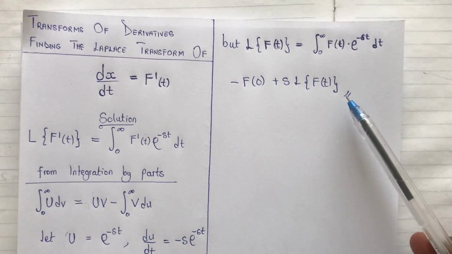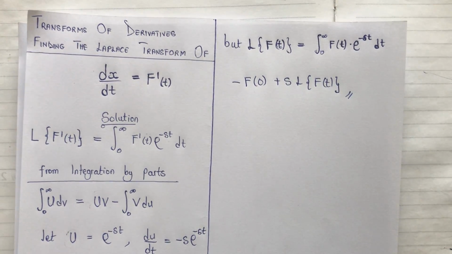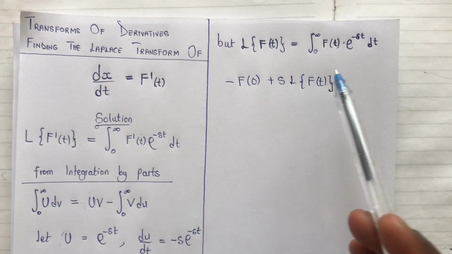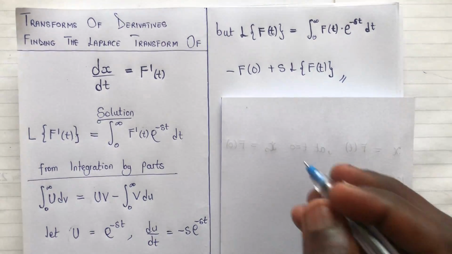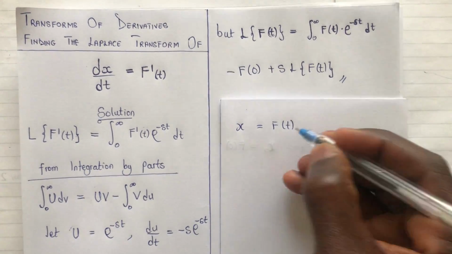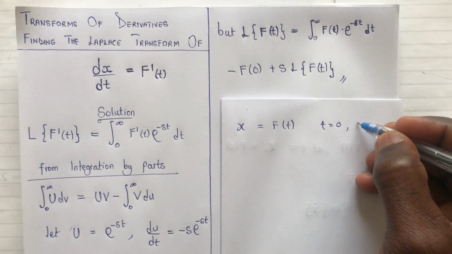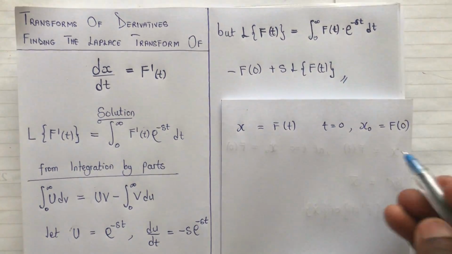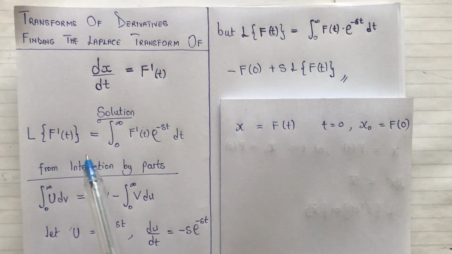Now, you can leave the answer here, or you can change everything into a notation. If you watch transform of derivative, we can transform everything here into notations. So let's do that. Earlier on, I said that if x is equal to f of t, then when t is equal to 0, then x becomes x0, which is equal to f of 0. This is what will help us to change this result into notation.